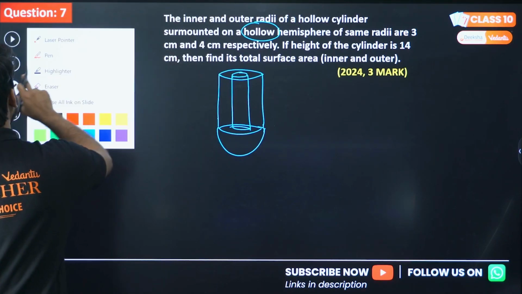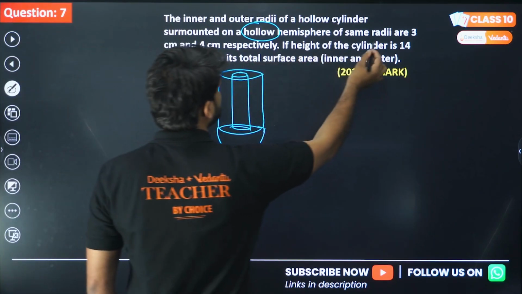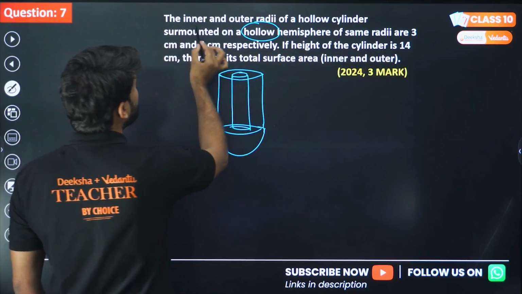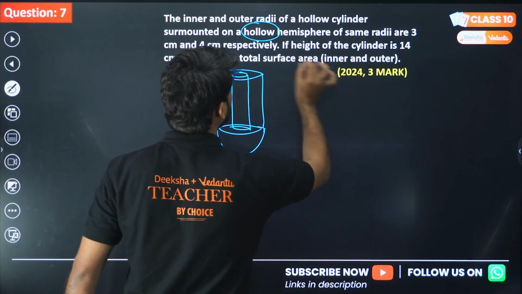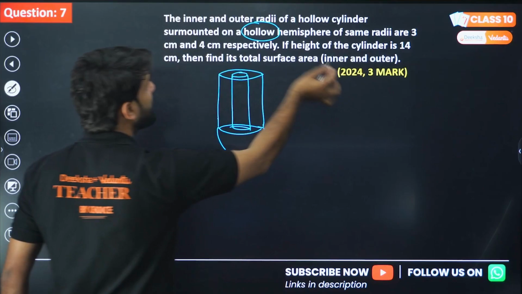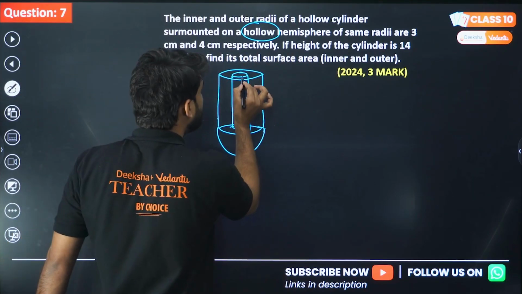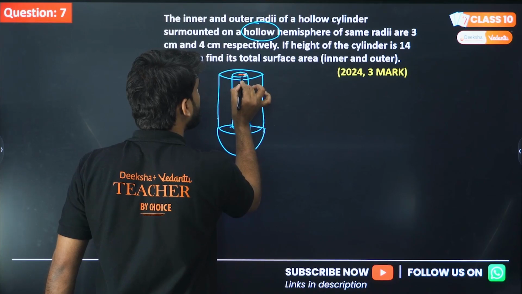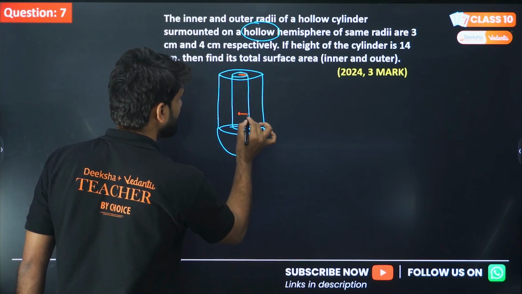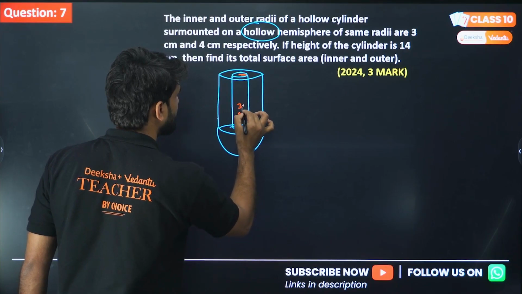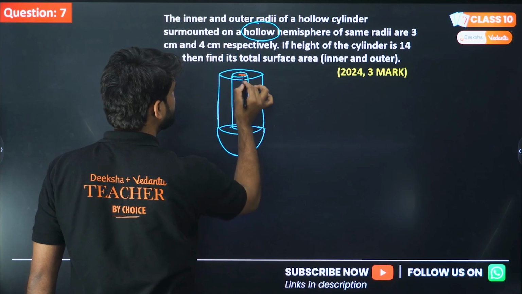Now look at the information given in the question. The inner and outer radii of a hollow cylinder surmounted on a hollow hemisphere of same radii are 3 centimeter and 4 centimeter respectively. It means the inner radius is 3 centimeter, and the outer radius means this.